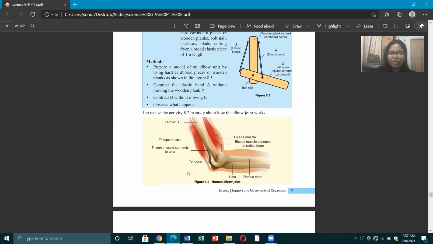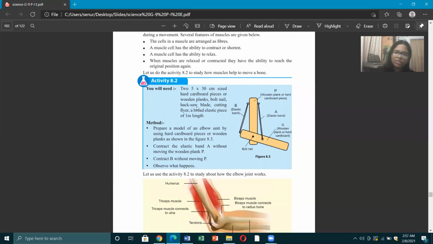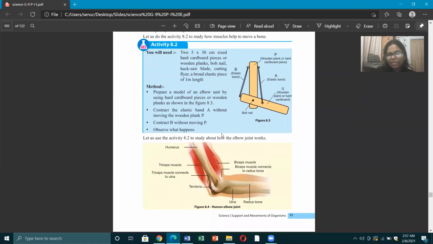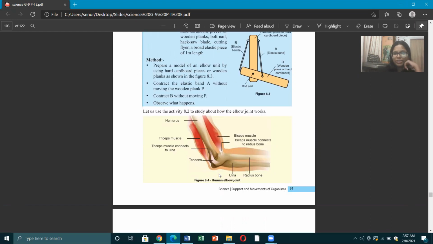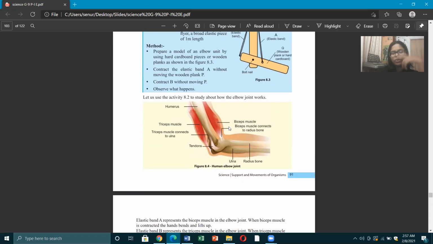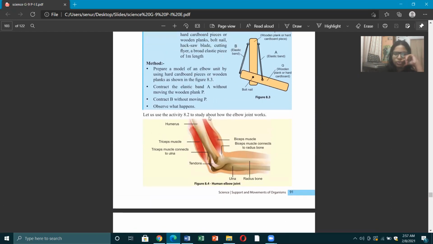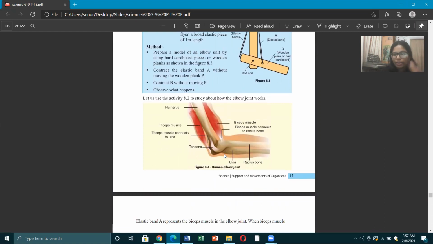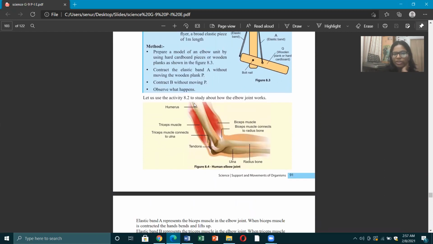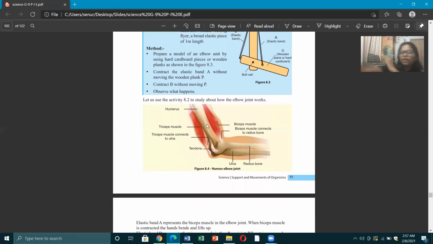But if you look at this, this activity is also based on the human elbow joint, children. Okay, so they want to illustrate that. So if this is the human elbow joint, here the humerus, the big bone, is there. Then there is the ulna, the radius bone, tendons, and the main part you have to learn here is the biceps muscle in the arm and the triceps muscle.